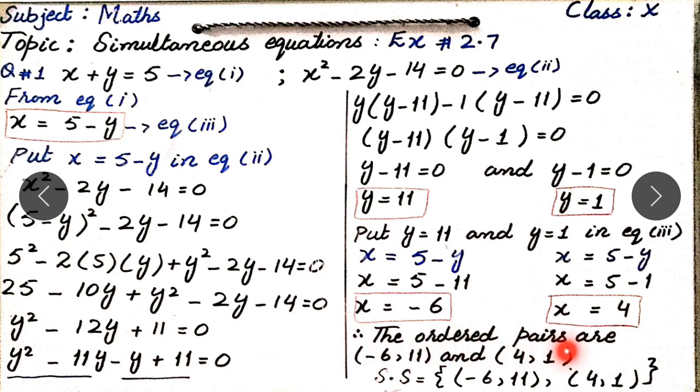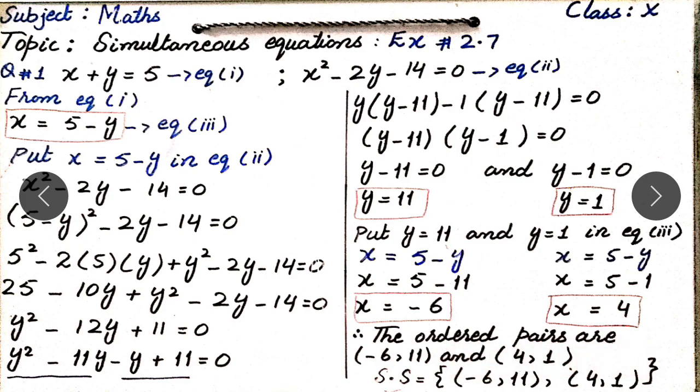Make sure that you write this in ordered pairs. Why are we going to write the solution in ordered pairs? Because in ordered pairs we know that x comes first, then y comes later. So if you write this in ordered pairs, everyone can easily understand that the first one is the value of x and the second one is the value of y.